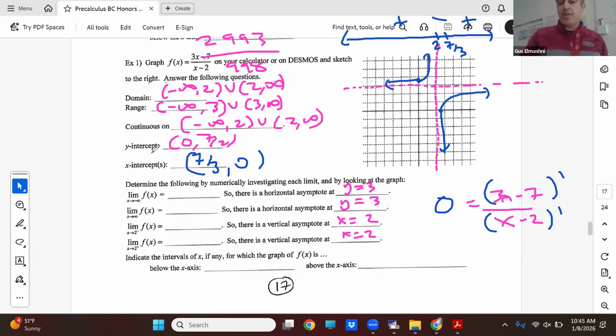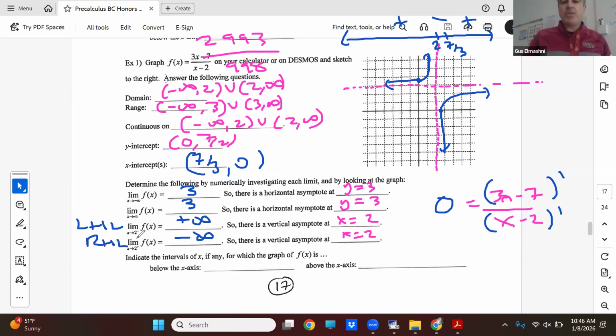So now I can answer this limit stuff. The limit as x approaches negative infinity is what? And positive infinity? 3. And if I approach 2 from the left side, what's that going to be? Yeah, and from the right side, yeah. So I call this my LHL and my RHL.